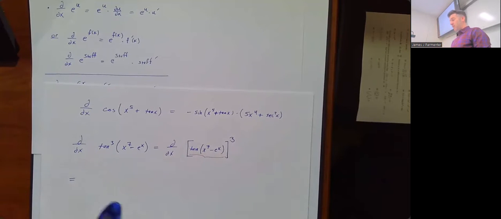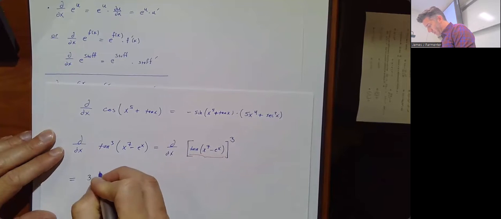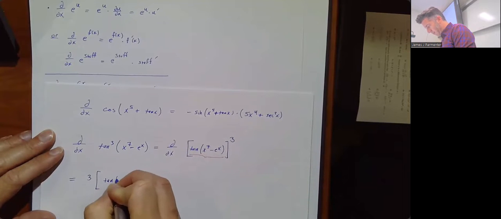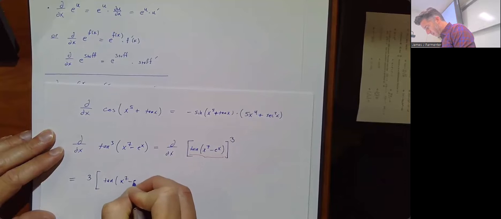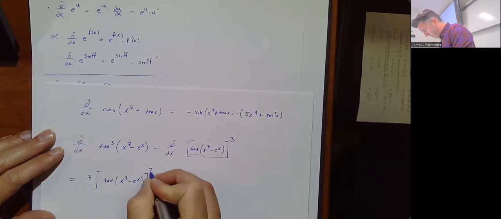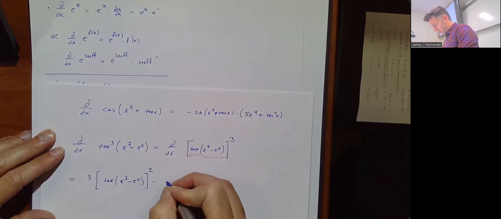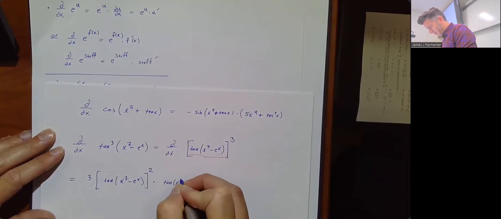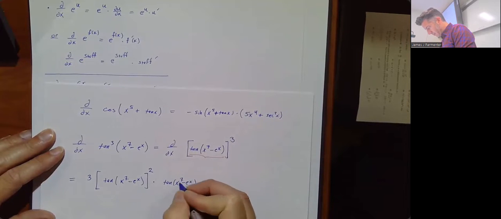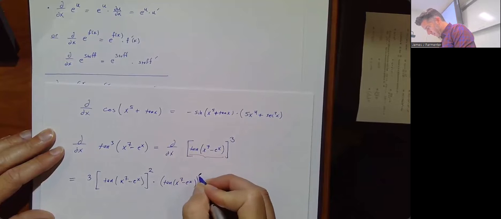So the derivative of some stuff cubed is 3 times my stuff to the 2nd power times the derivative of that stuff, which I haven't done yet.